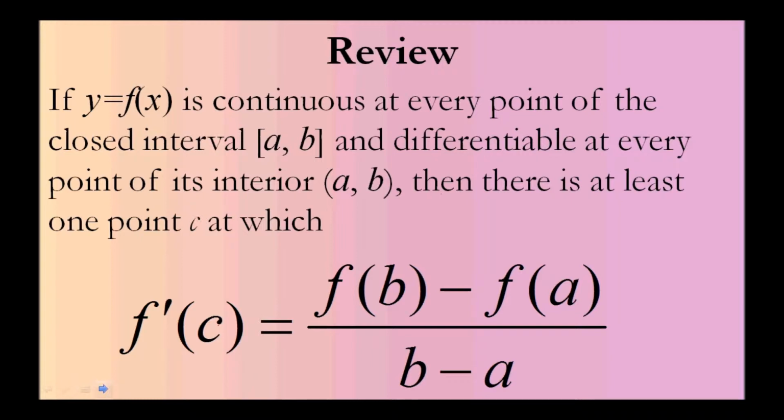If this function is continuous at every point of the closed interval a to b, and also differentiable at every point of its interior a to b, not including the endpoints, then there is at least one point c, arbitrarily called c, at which f prime of c is equal to f of b minus f of a divided by the quantity b minus a.